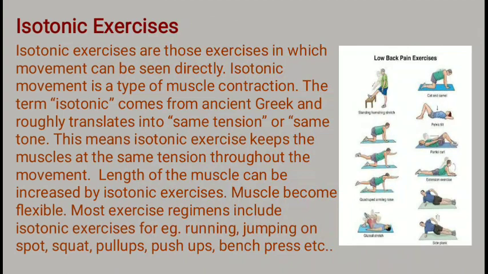The next exercise we have is isotonic exercise. Isotonic exercises are those in which the movement can be seen directly. For example, if a person is walking, running, or jumping on the spot, we can see the movement being done, pressure being created and strength being generated. So isotonic movement is a type of muscle contraction.